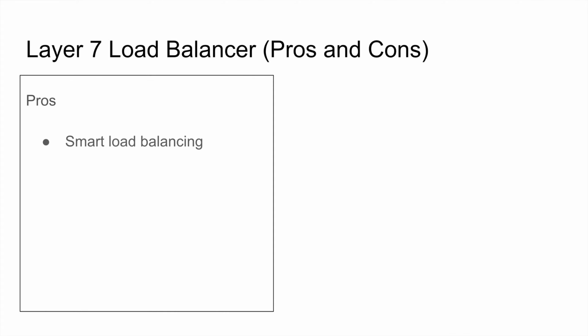Let's talk about pros and cons. Pros, what's good about this? Well, smart load balancing. We can do a lot of smart load balancing. We can do all this microservices stuff. We can look at the data, make decisions based on the data, and forward the data based on certain logic, on the headers, which is pretty powerful if you ask me. It can do caching!